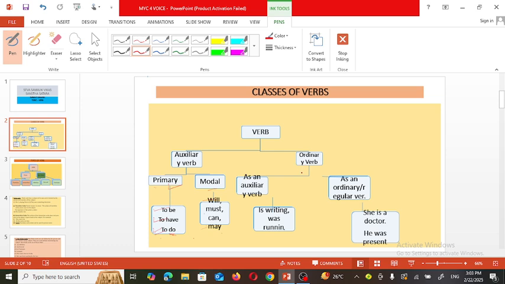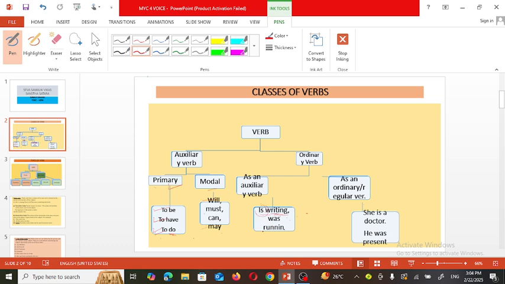Ordinary verbs we can classify as auxiliary verb or as ordinary or regular verb. For example, when I say "He is writing a story," writing is the main word, and to help it, as the sentence is in present continuous tense, the verb is in the fourth form, that is the present participle form, verb plus ing, and thus it is supported by this is. So "he is writing a poem." In this, is is an ordinary auxiliary verb.